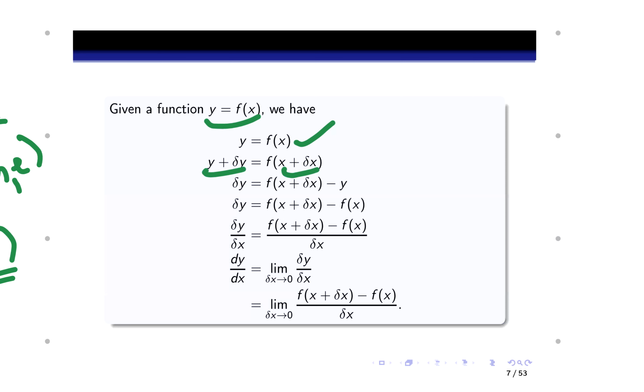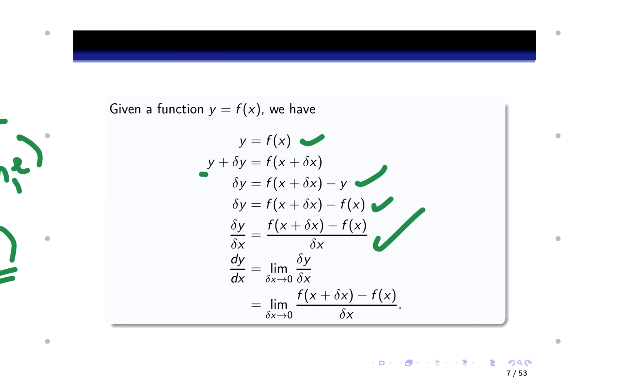So from here now, you can transfer y to the other side. So you have this expression that delta y is f of x plus delta x minus y. And don't forget that y is actually f of x, so you can put f of x in that place. So you have delta y equals f of x plus delta x minus f of x. And then if you choose to divide through by delta x, see what you get. You get delta y over delta x equals f of x plus delta x minus f of x, divided by delta x.